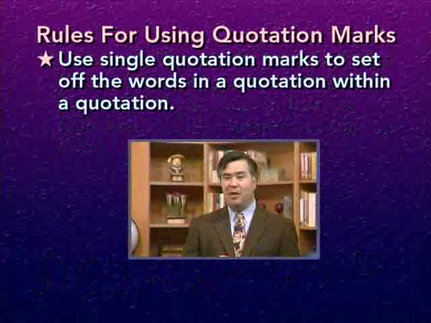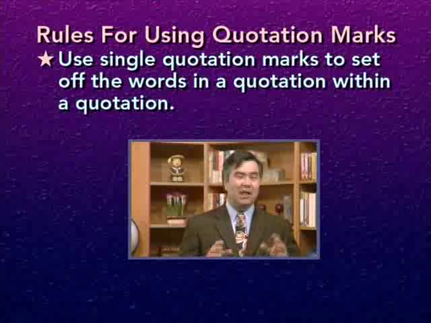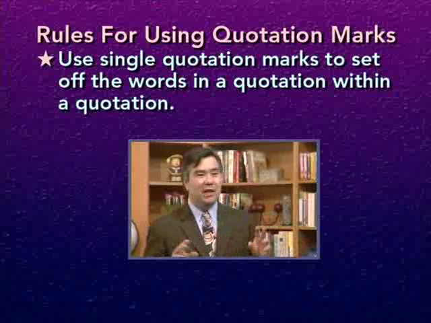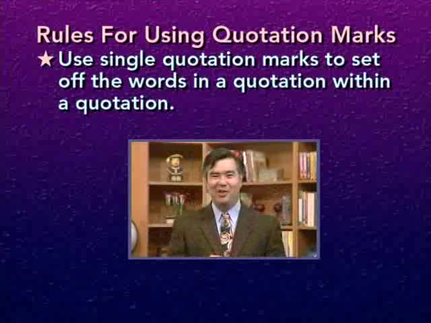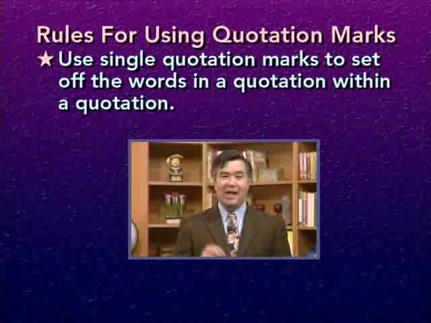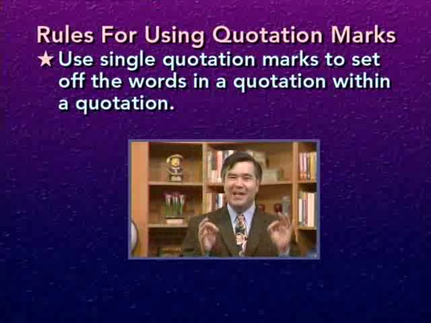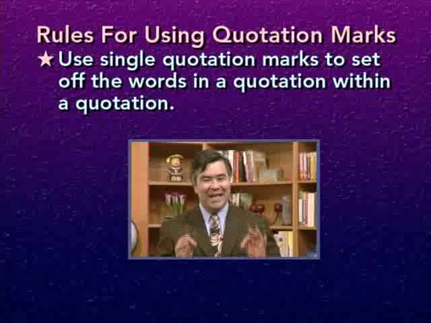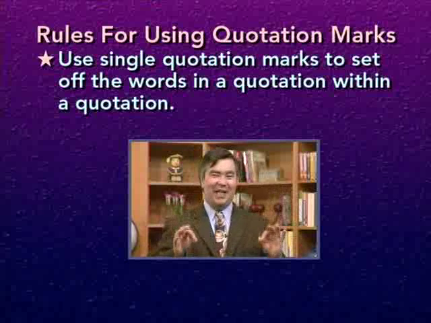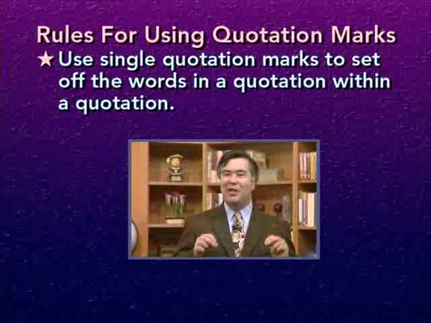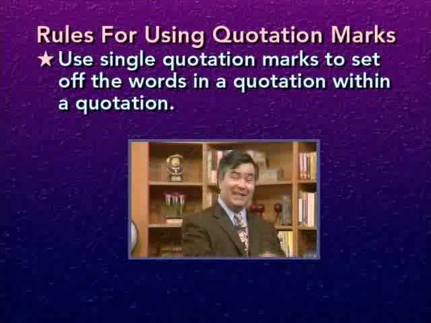Use single quotation marks to set off the words in a quotation within a quotation. Normally, again, in American practice, the quotation marks that we use are double quotation marks. That is, you see the two little curlicues that make up the quotation mark. However, there is such a thing as a single quotation mark, which is used for a very specific purpose. It doesn't come up that often, but occasionally it does come up. Once in a while, within a quotation, there is a quotation. That is, within the quoted words, the person who is saying those quoted words is himself quoting someone else.